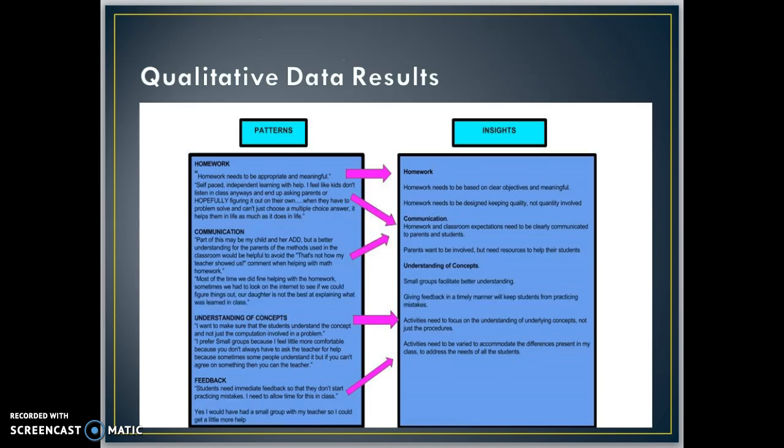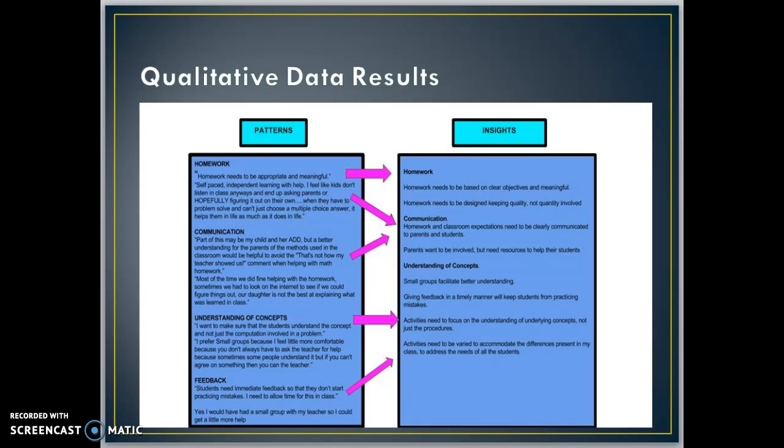So the next part of this process was to get some qualitative data about my problem, and so I did some interviews with some different teachers, including Brian Silk over at Aiken Road to talk about flipped learning, and I did some surveys with parents and students. And so some patterns emerged around homework and communication, the understanding of concepts and feedback. And based on those patterns, I came up with some insights that helped direct my research, which will be the next step.